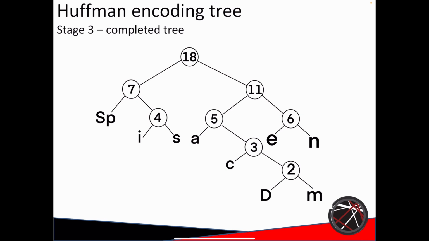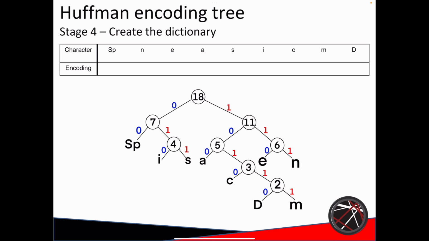And what we do with the Huffman encoding tree is anything to the right hand side we give a 1, and anything to the left hand side we give a 0. So in other words, I can just quickly fill this in. You can see that I'm just putting all the zeros in on the left hand side branches, and then I'll put 1s in on all the right hand side branches, like so. Again, you can more clearly see what I've done.